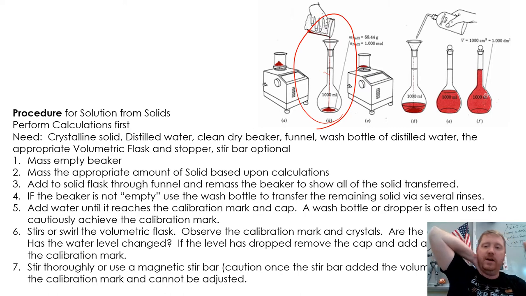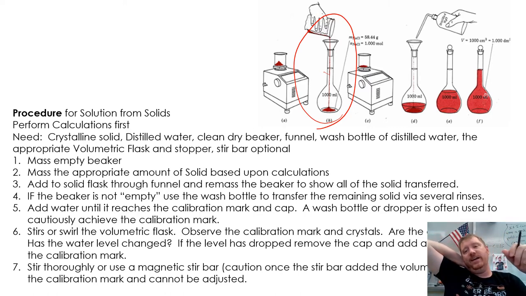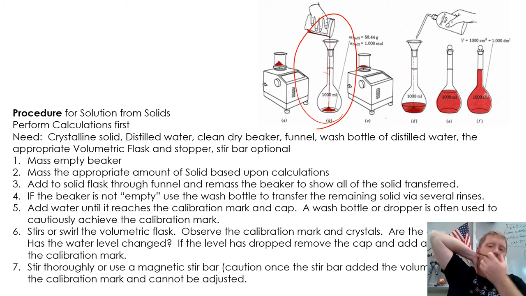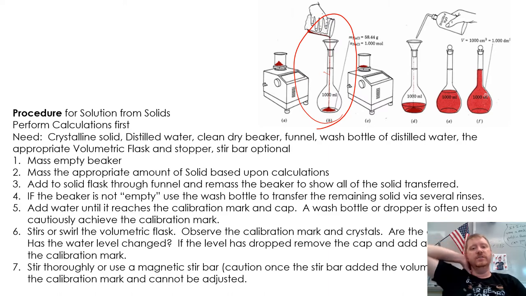It's always a good idea to make sure all of the solid got in there. Sometimes the solid sticks to the beaker or sticks to your weigh tray or whatever. And the easiest way to get it off is to rinse it off. So when I make a solution and there's still a little bit of solid left over, I'll put a little bit of water in the beaker and then pour the water over. Then I'll put a little bit more water in the beaker and pour the water over. Then a little bit more, and pour it over. I usually do it 3 times.